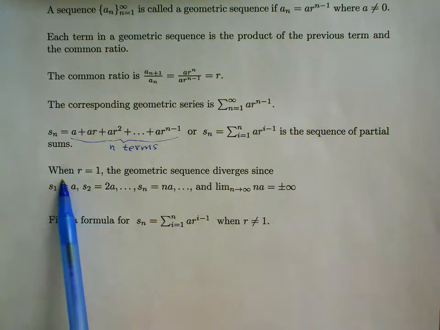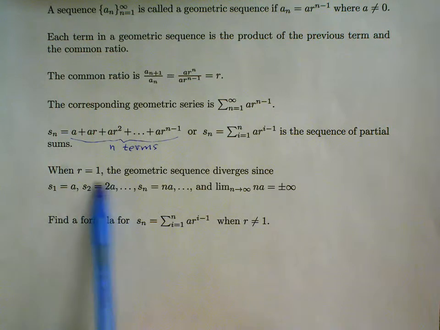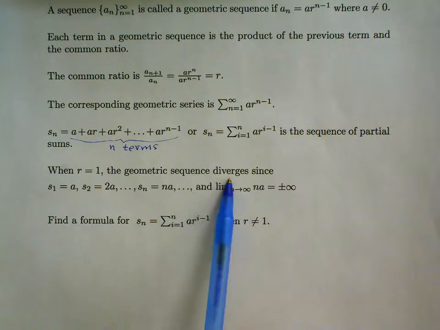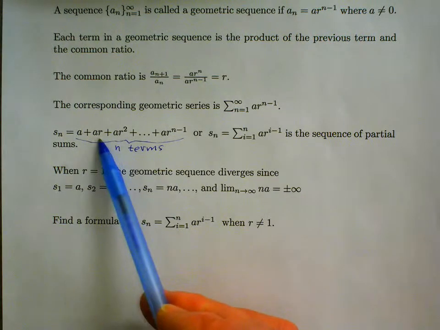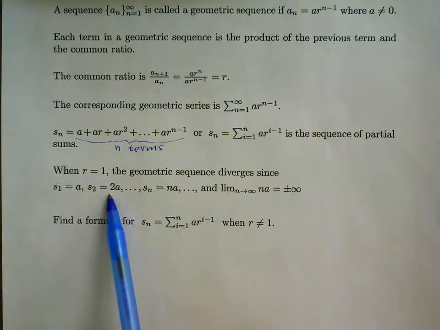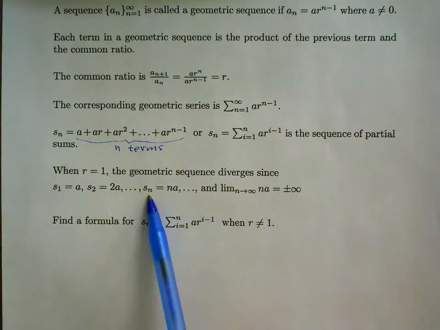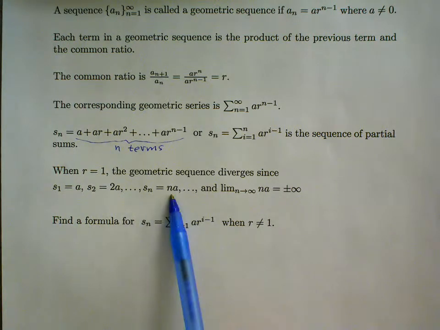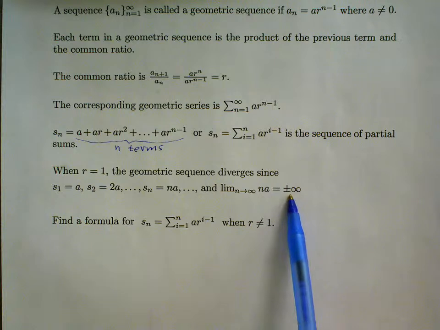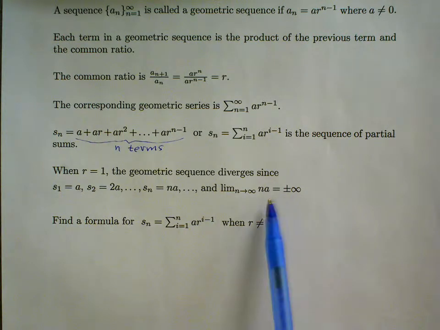It's pretty easy to tell that when r is equal to 1, the geometric series diverges. If r is 1, then S sub 1 is a, and S sub 2 is a plus a, or 2a, and so on. S sub n is n times a, so the limit as n approaches infinity of n times a is either positive or negative infinity, depending on whether a is positive or negative.